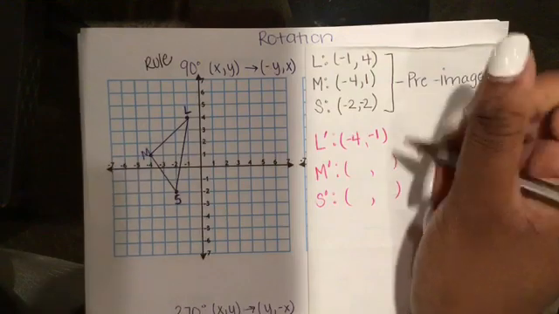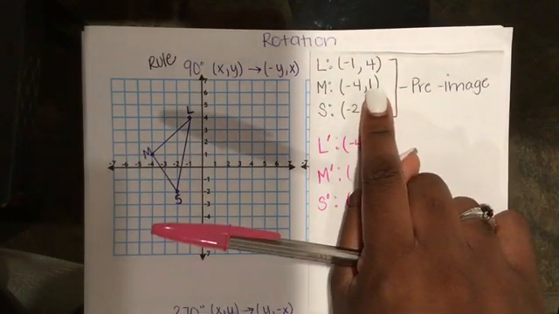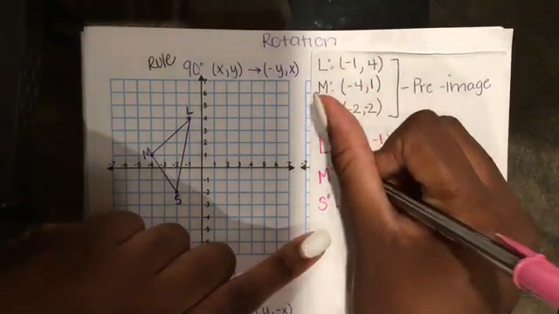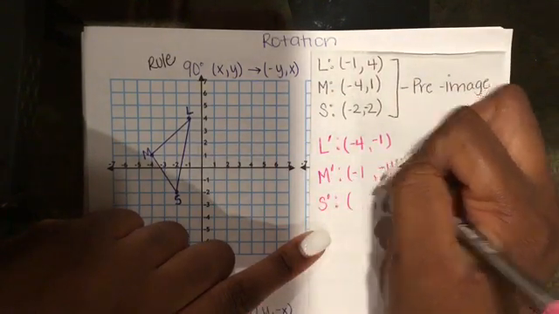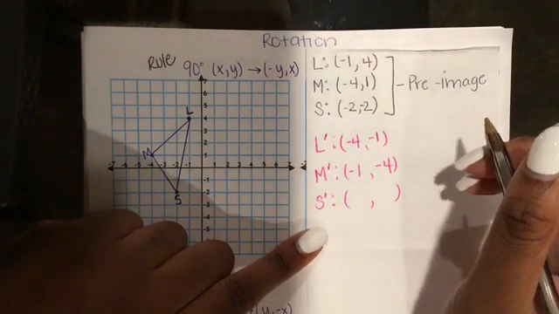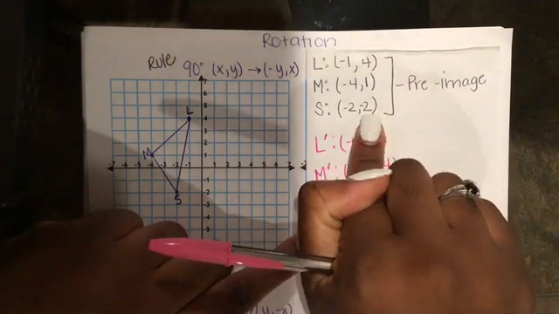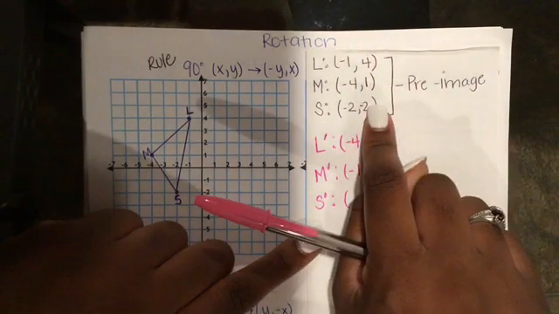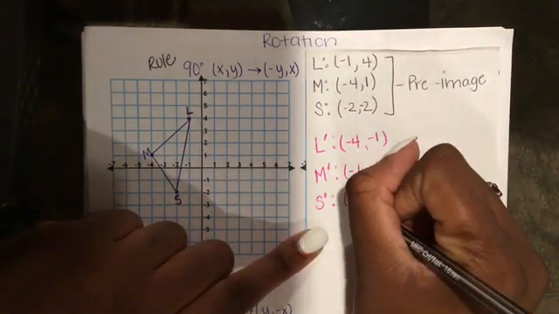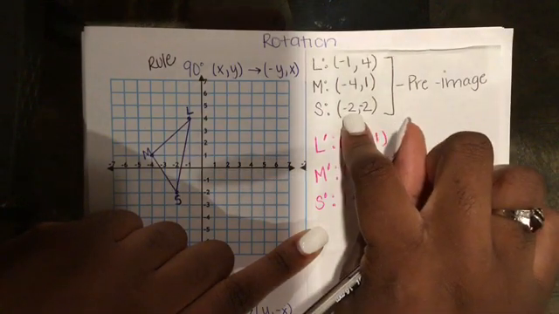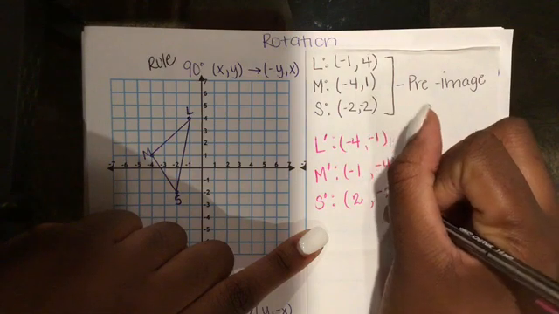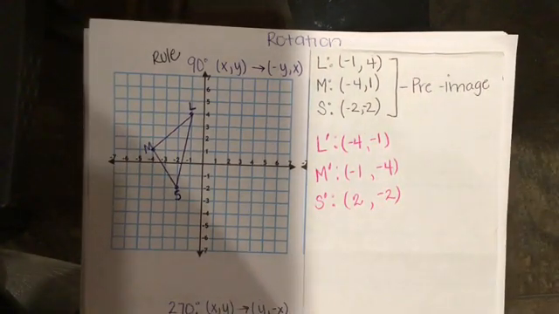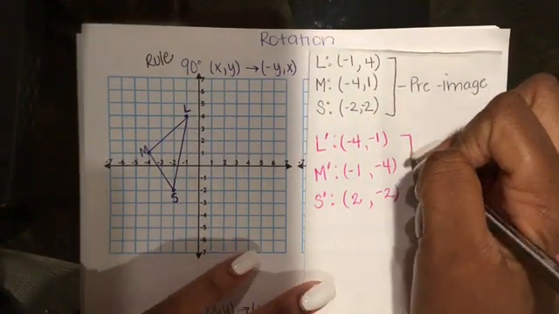So let's look at M. Our Y is 1. When we bring it to the front, it becomes -1. Our X is -4. We bring it to the back and we leave it alone. Our S is -2. We bring it to the front, the sign changes. Our X is -2. It goes to the back and stays the same. So this is our new image.